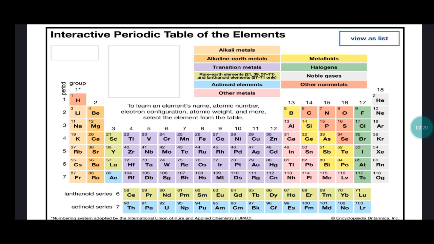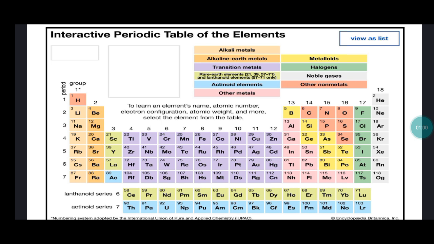In the periodic table, there are a total of 118 elements, and these elements are divided into 4 blocks: S block, P block, D block and F block. In S block, all elements are metals, and in P block, the elements are divided into three parts: metals, non-metals, and metalloids. D block contains all metals. F block also contains all metals.